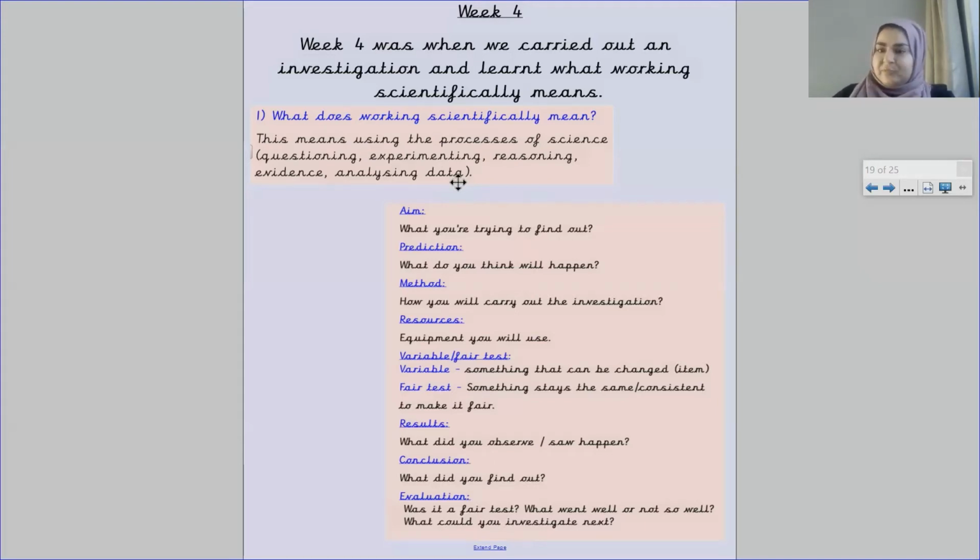Science has different processes. You question, you try and work things out by doing experiments, then you try to find evidence, and then you collect data. And we looked at the different processes. The different processes in science are aim, prediction, method, resources, variable and fair test, results, conclusion, and evaluation.